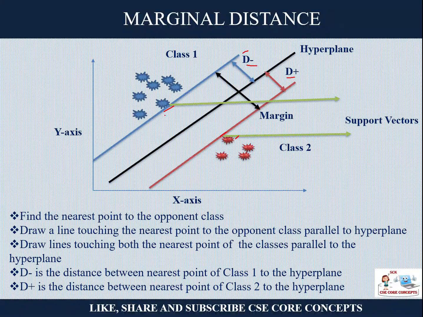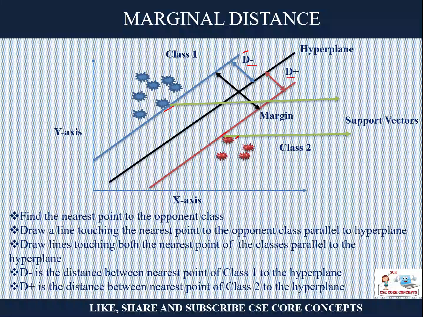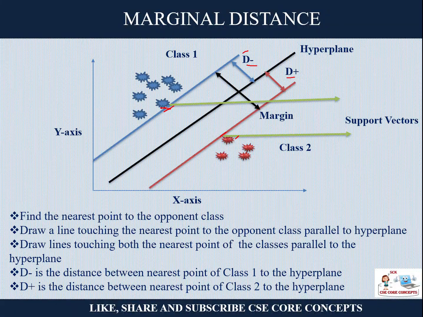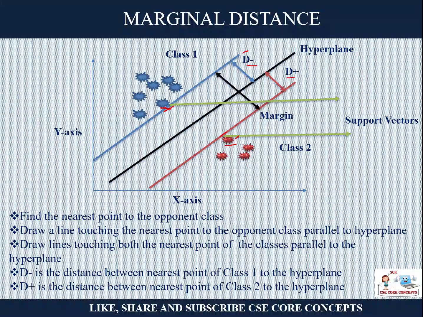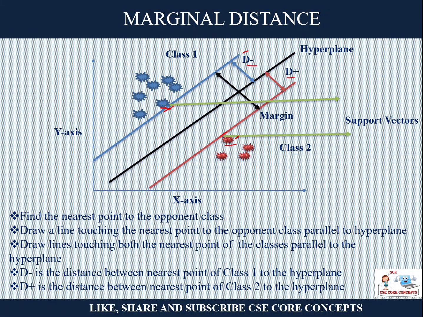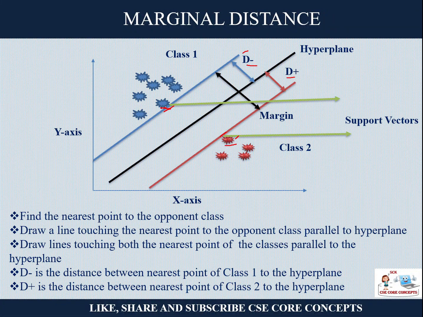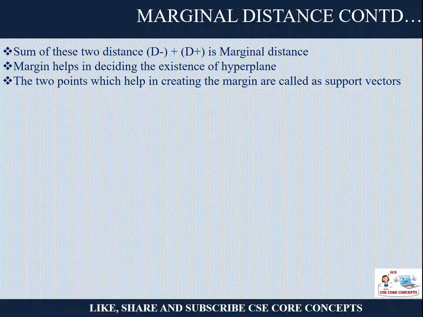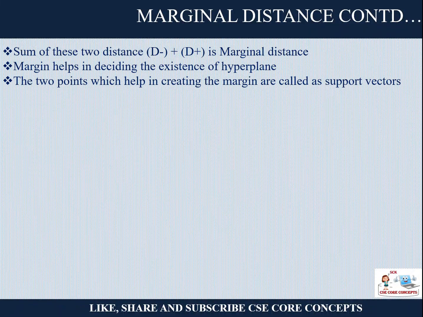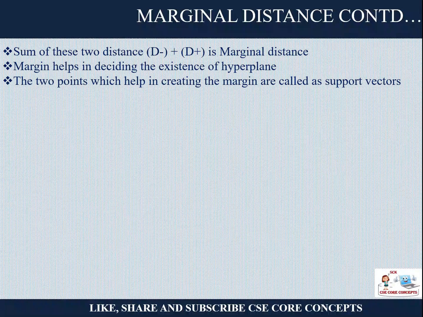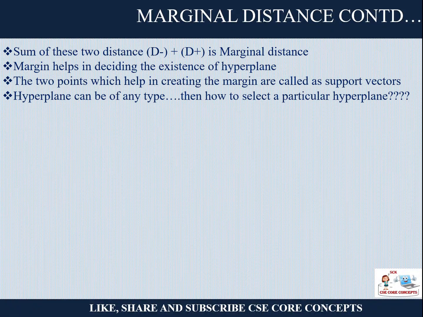Now the points which we considered to draw the margin, that is the point which was closest in class 1 and the point which was closest in class 2, these two points are called support vectors. They are the points supporting the creation of the marginal distance. The marginal distance provides us a cushion or a gap to separate the classes. The sum of the two distances is the marginal distance. It helps in deciding the existence of the hyperplane, and the points are called the support vectors.